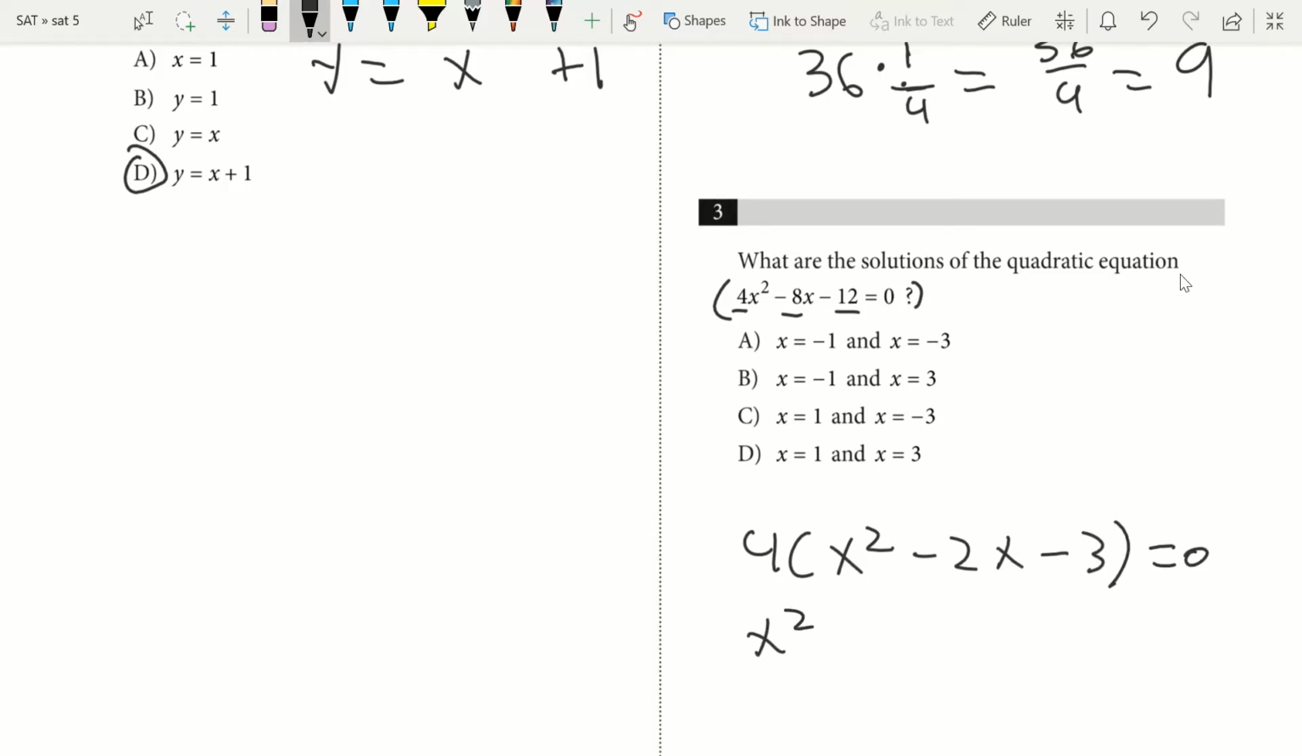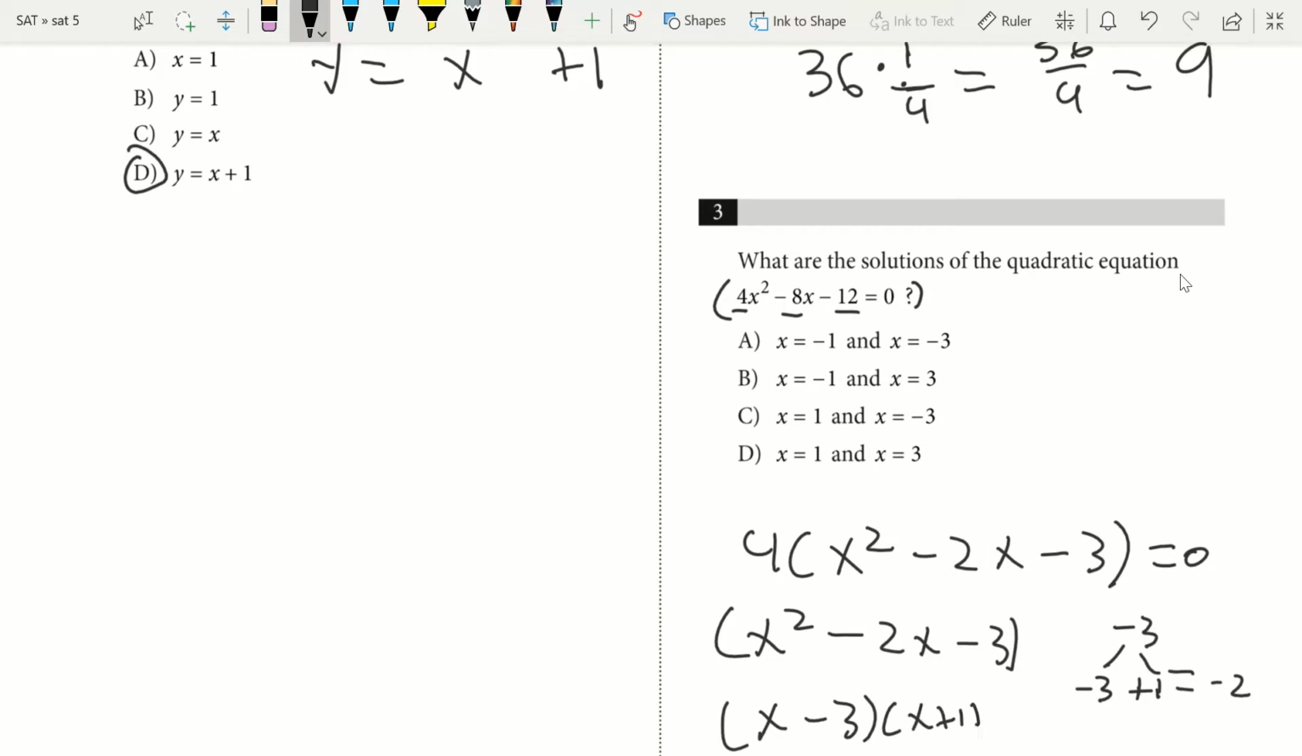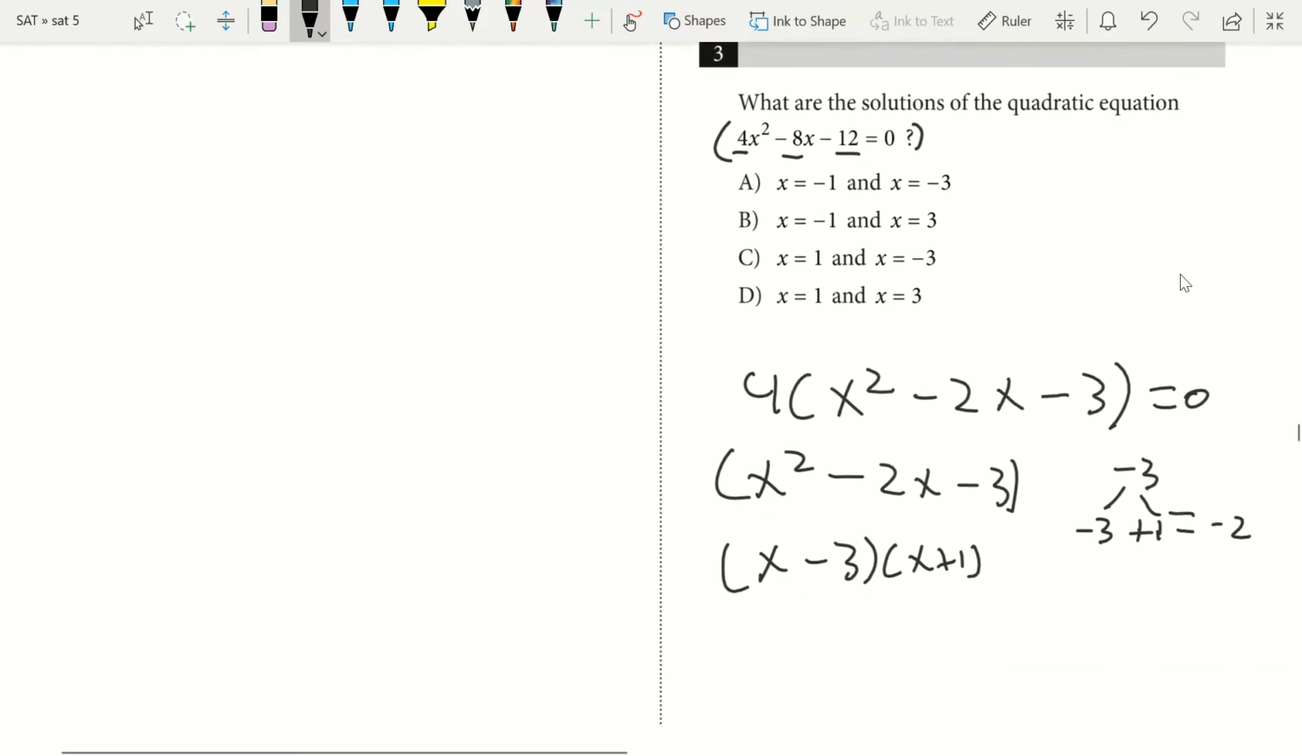So now I can take my equation x squared minus 2x minus 3, and I can simplify it more to find the solutions. So I see that I have negative 3, so I'm looking for factors of negative 3 that add to negative 2. Well, factors of negative 3 that add to negative 2 are going to be negative 3 and then positive 1, because negative 3 times 1 gets us negative 3, and negative 3 plus 1 gets us negative 2. So now I know that I'll have x minus 3 times x plus 1, and then from there I just solve for x.